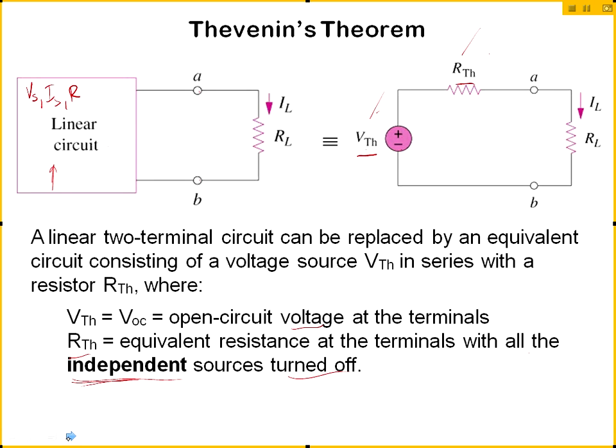And the voltage source is just equal to the open circuit voltage at the terminal. So basically what you do is what? Yank out the load and replace it with an open circuit. Whatever the voltage is across that open circuit is going to be your V Thevenin. And the R Thevenin is the equivalent resistance seen by the terminals of the load with all of the independent sources in the original circuit turned off. And how do you turn off independent sources again? If it's a voltage source, you replace it with a short. And if it's a current source, it's an open.